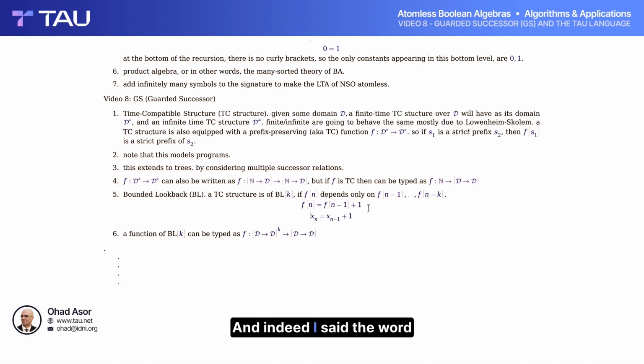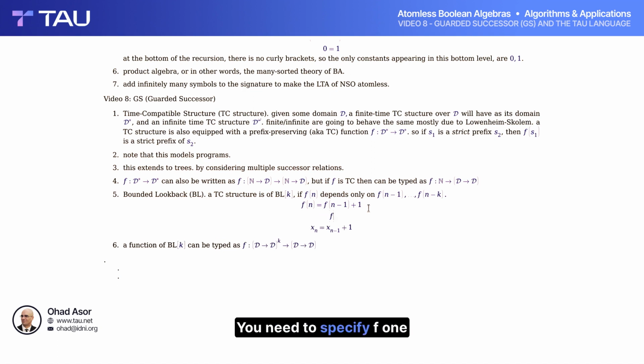And indeed, I said the word recurrence relation, as is already apparent from here. Indeed, we are going to speak a lot about recurrence relations. Now, this is not enough. Just like in this recurrence relation, you need to specify the starting point. You need to specify f1 equal 5, let's say.